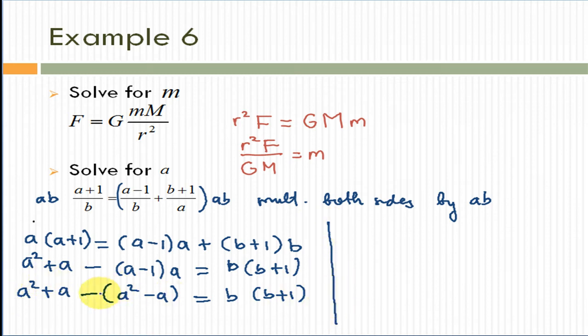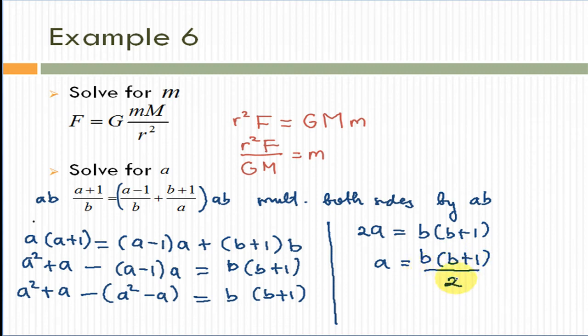Now this a squared cancels with that negative a squared. This a with that minus negative a becomes 2a. So 2a equals b times b plus 1. Therefore a is b times b plus 1 divided by 2. Okay, let's continue.